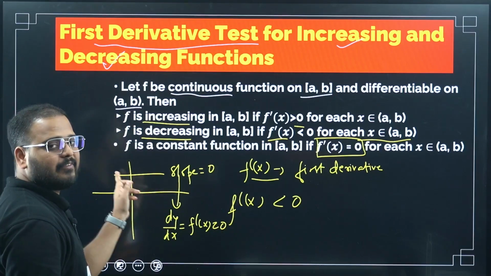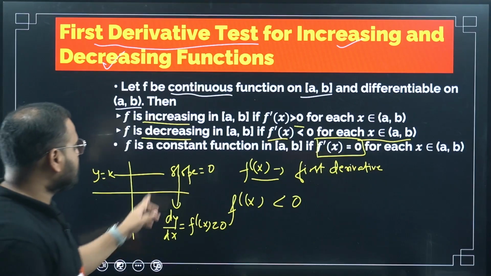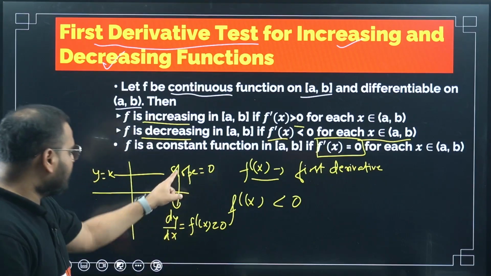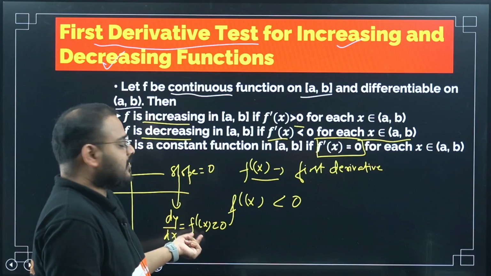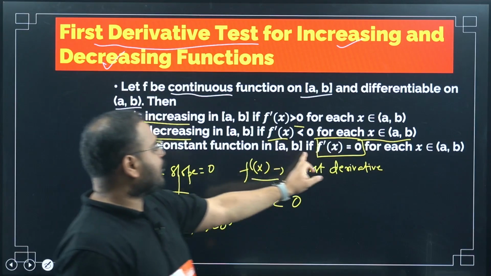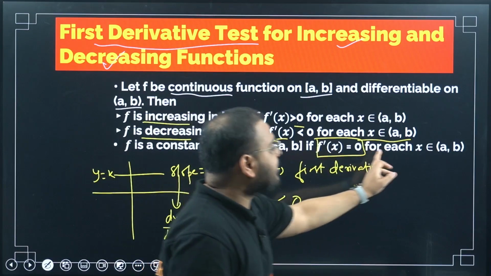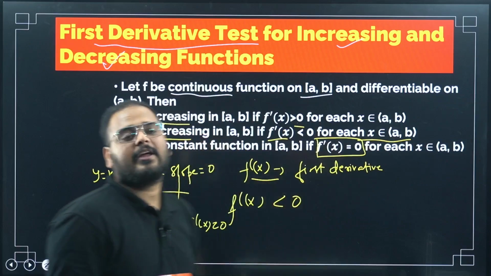This is a constant function. I can write it as y equal to some number k. For y equal to k, the slope is always 0, and we write slope dy by dx as f dash of x, which is equal to 0. For a constant function, the derivative will come as 0, again for every element in the domain A to B.